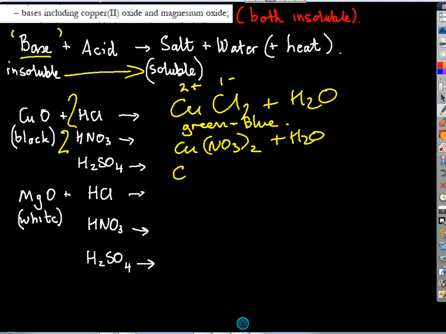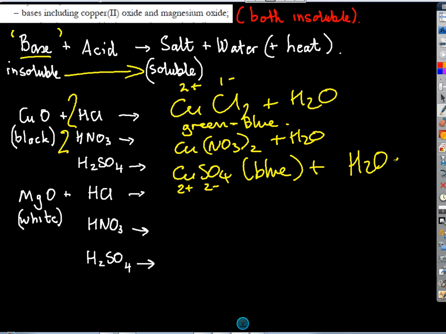Copper sulfate is CuSO4. Copper is 2 plus, sulfate is 2 minus, so they react in a 1-to-1. This is much more of a blue solution than a blue-green solution, unlike the top two. And again, of course, we have our H2O. That one very kindly self-balances.